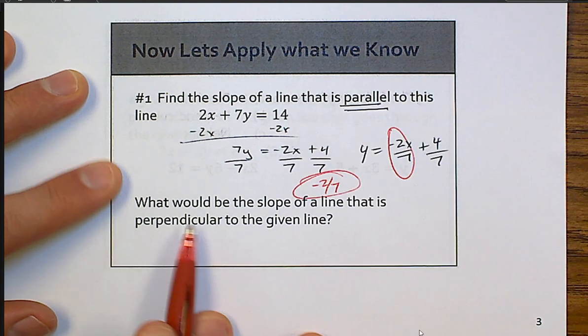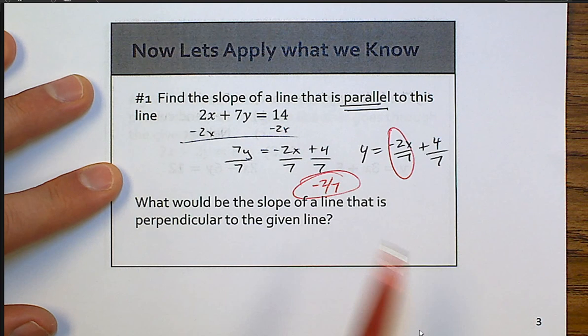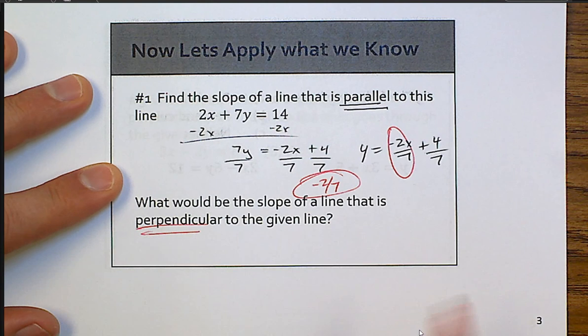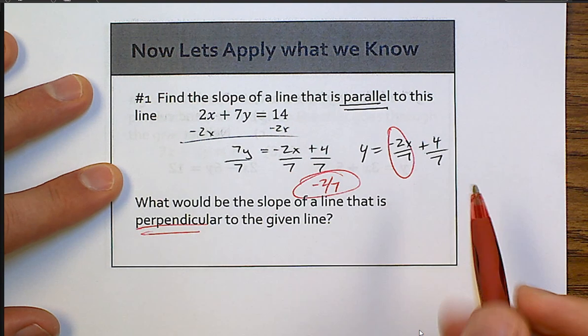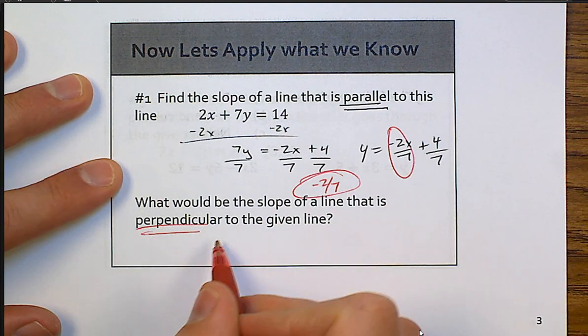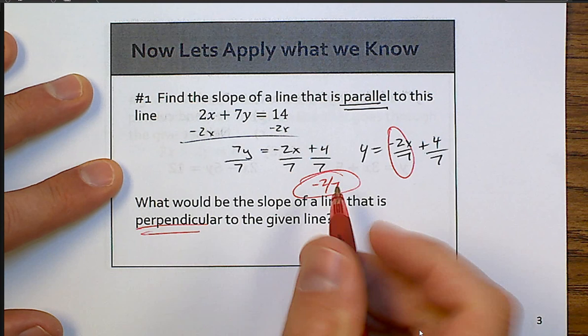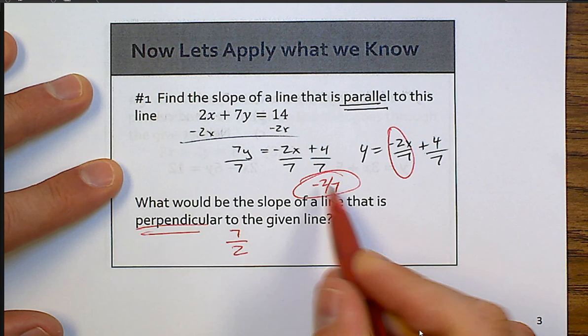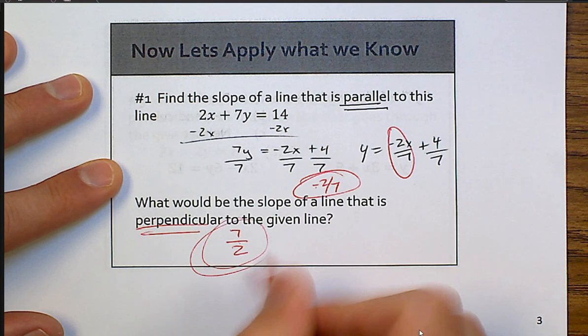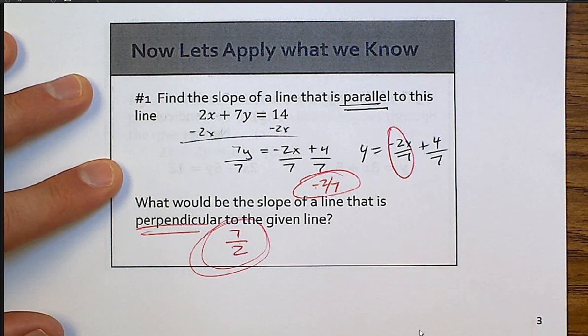What would the slope of the line that is perpendicular to the given line be? Keyword perpendicular. Well, if the slope that I just found is negative 2/7, then what's the opposite reciprocal? I flip it, 7 over 2. Since that one's negative, this one stays positive. That would be my answer. Okay? Let's move on.